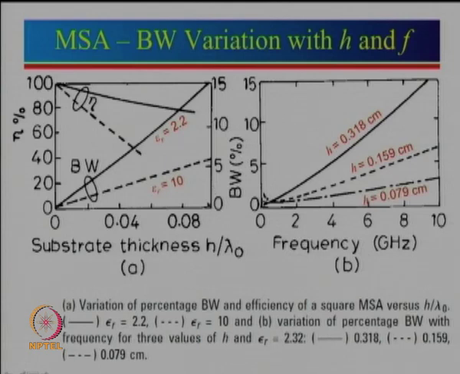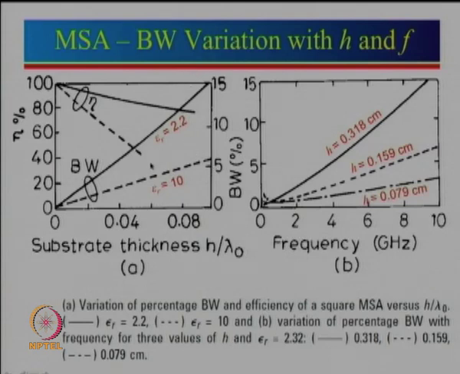Now, first let us look at this axis, which is the percentage bandwidth, and corresponding to it there are 2 curves. One is for epsilon r 10, another one is for epsilon r 2.2. So, we are showing for 2 different values of epsilon r what the effect is on the percentage bandwidth as we increase the substrate thickness. Let us see one by one. This is the case for epsilon r equal to 10. We can see that as substrate thickness increases, the percentage bandwidth is increasing. We can even get about 5% bandwidth over here.